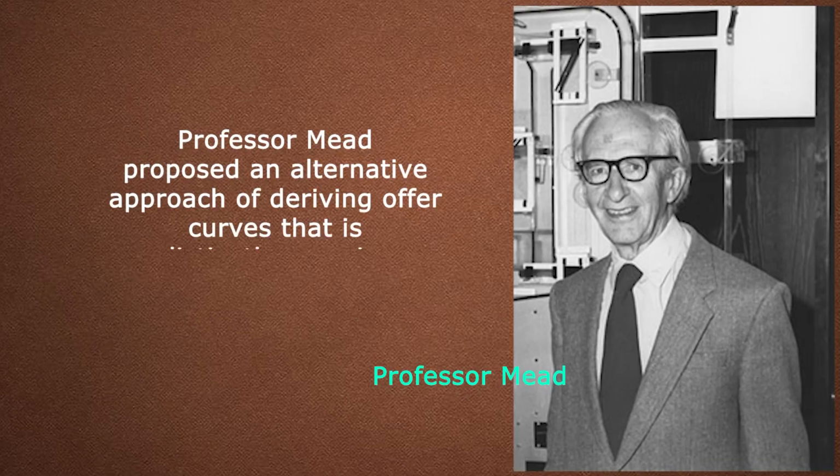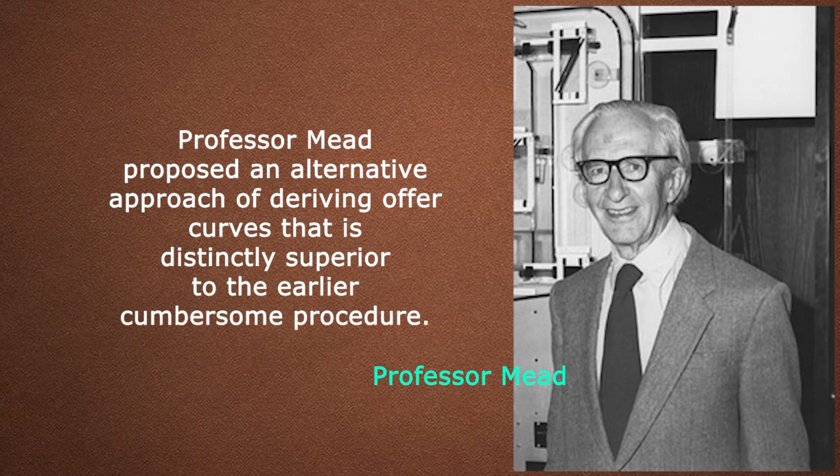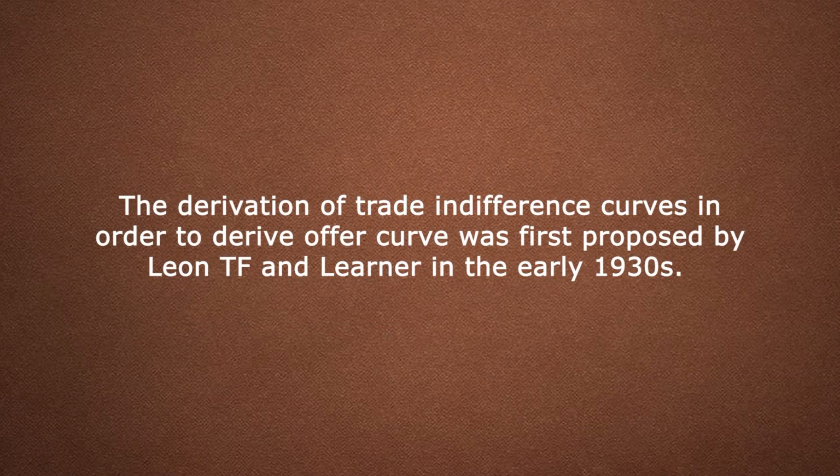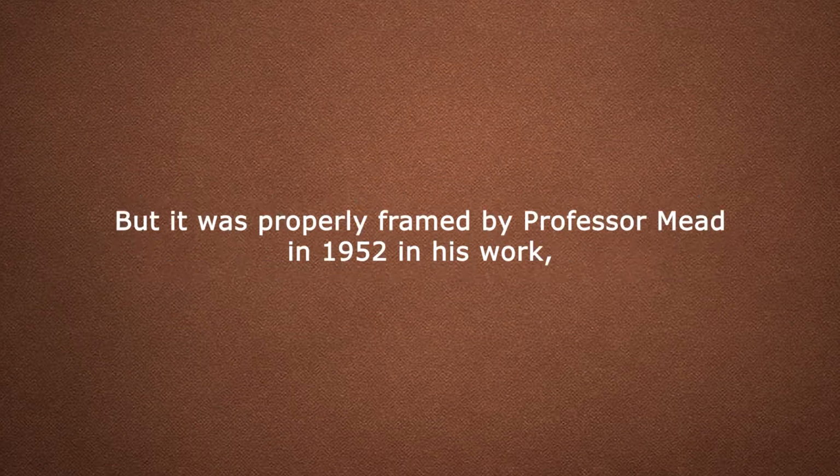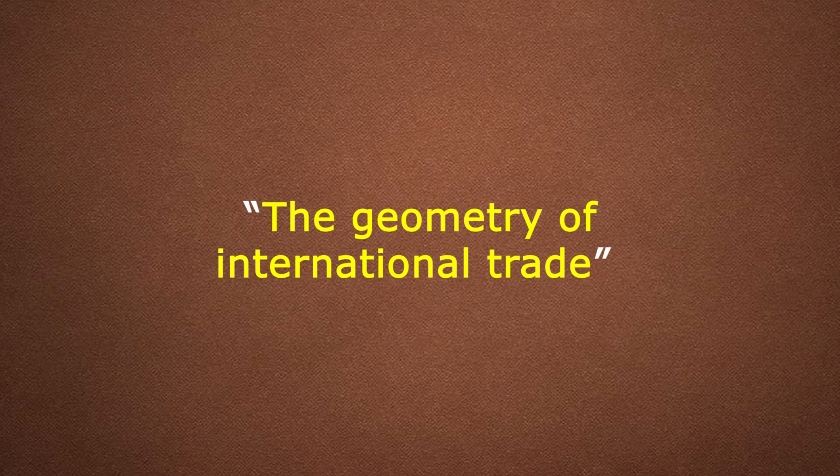In this respect, Professor Mead proposed an alternative approach of deriving offer curves that is distinctly superior to the earlier cumbersome procedure. The derivation of trade indifference curves in order to derive offer curve was first proposed by Leontief and Lerner in the early 1930s, but it was properly framed by Professor Mead in 1952 in his work The Geometry of International Trade. Mead's derivation of offer curve is composed of two steps.